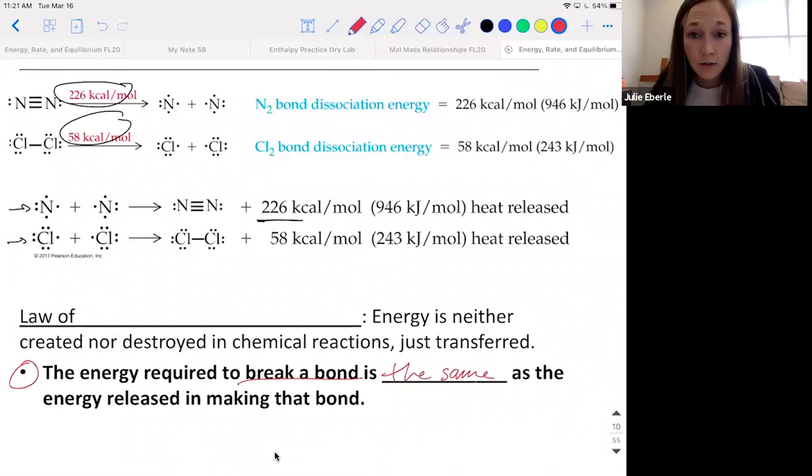And this is summed up in a law. It's the law of conservation of energy.